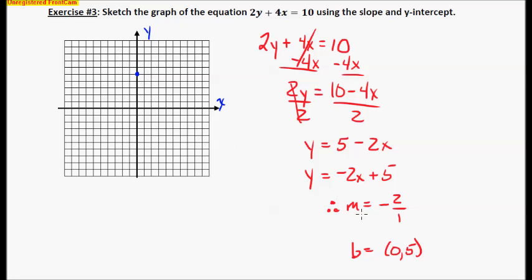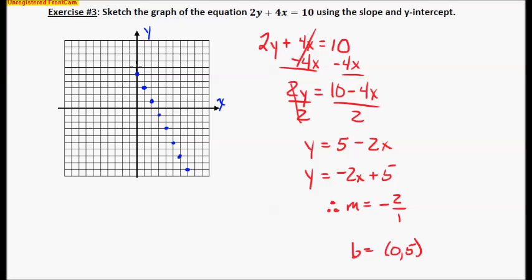And I'm going to use a slope of -2 over 1. That means down 2 over 1. And I put a dot. Down 2 over 1, down 2 over 1, down 2 over 1. Have I said it enough? Can I do it again? There we go. There's all my points.